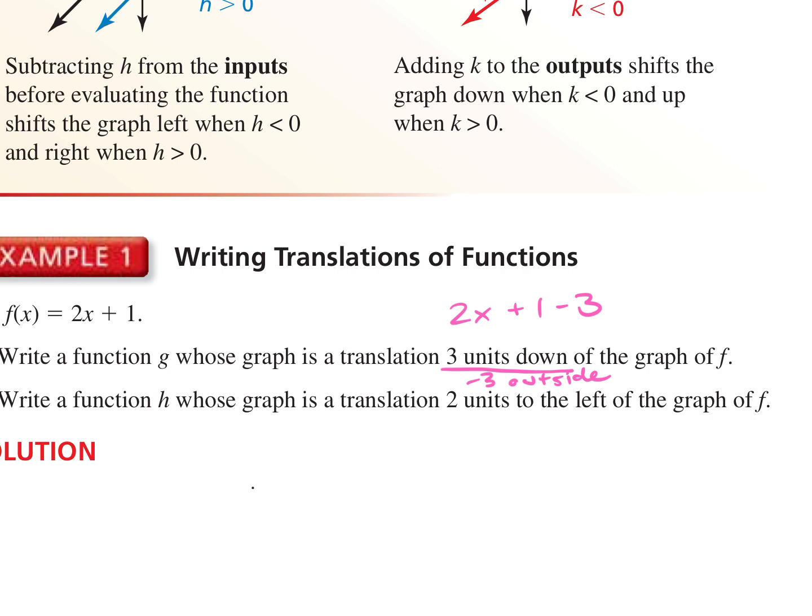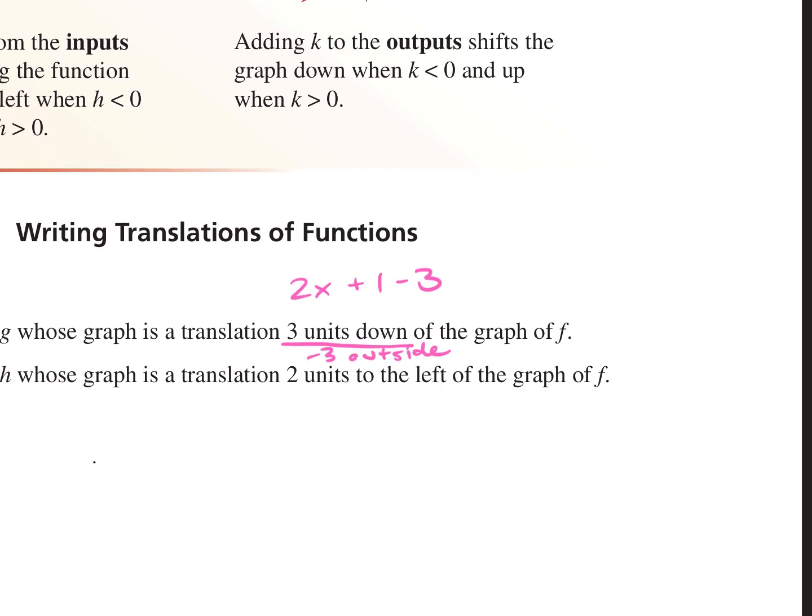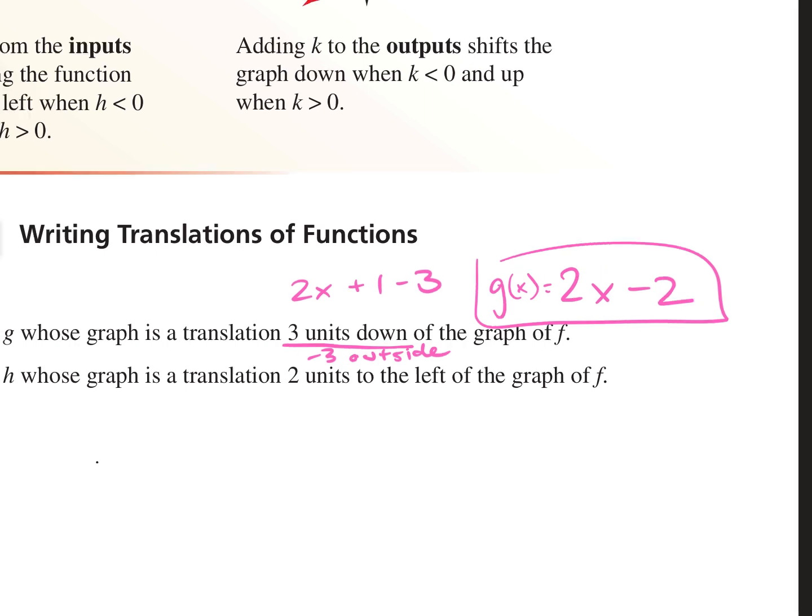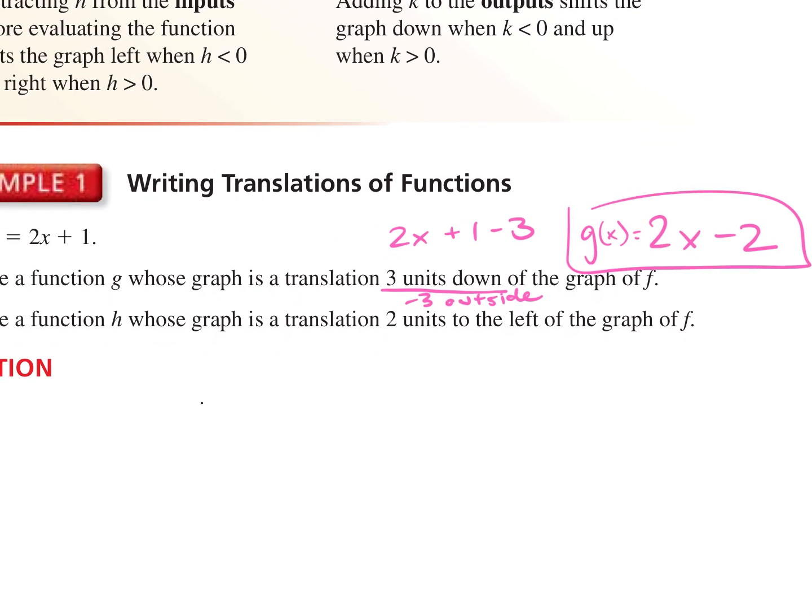Do I have any like terms that I can combine here? 1 and negative 3. So this turns into 2x, what? Minus 2. So once you apply the transformation, simplify by combining your like terms. So this new function, they call it g of x, would be 2x minus 2. Any questions there?